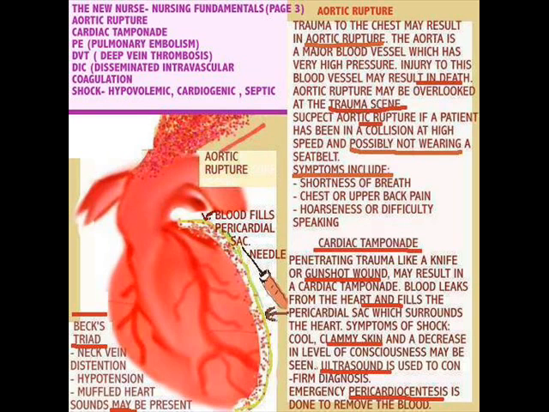One can be suspicious if a patient has been in a collision at high speed and possibly was not wearing a seat belt. Some of the symptoms you would expect to find would be shortness of breath, chest or upper back pain, and hoarseness or difficulty speaking.